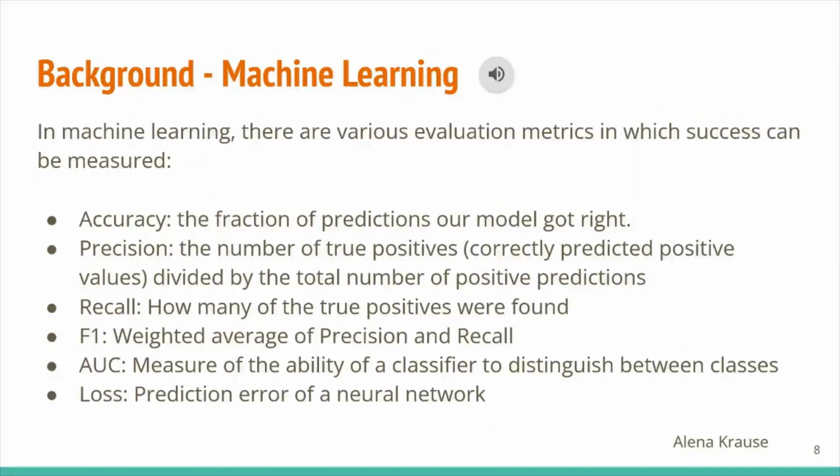In order to evaluate how well our models performed, we use the following metrics to measure its success at classifying our data. Accuracy describes the fraction of predictions our model got right. Precision is the number of true positives, that is, correctly predicted positive values, divided by the total number of positive predictions. Recall is how many of the true positives were found by the model. F1 is the weighted average of precision and recall. AUC, or area under the curve, is the measure of the ability of the classifier to distinguish between classes. Finally, loss is the prediction error of a neural network.